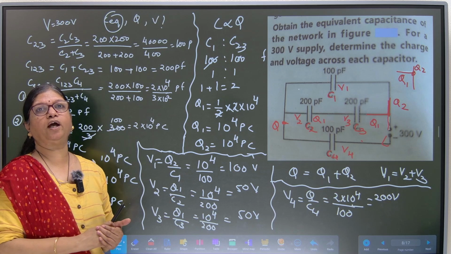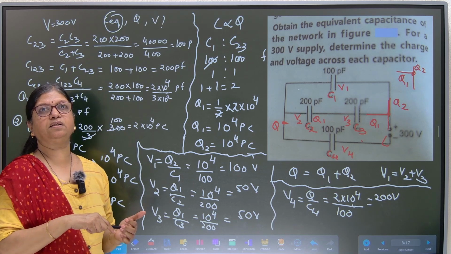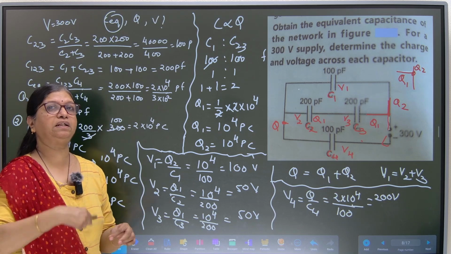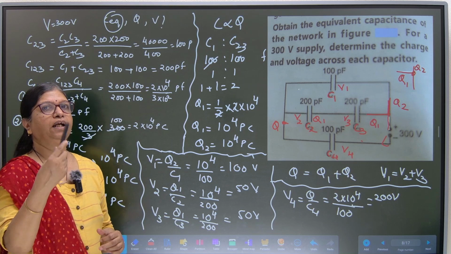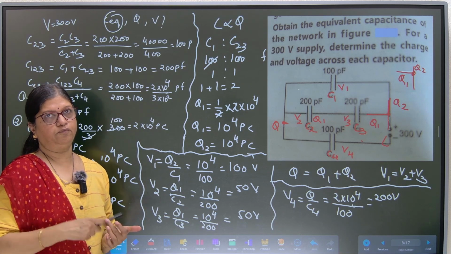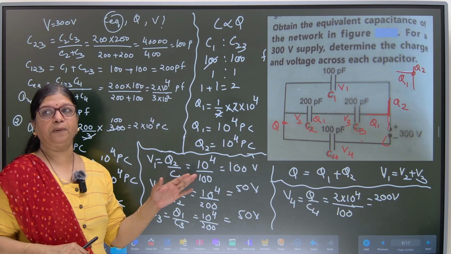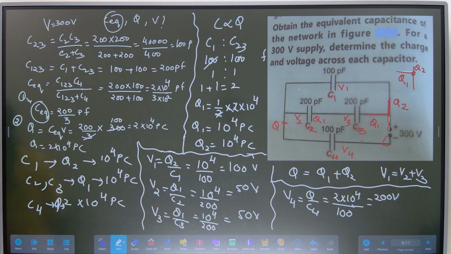Okay. So I hope you have understood. I have taken time to make you understand, but once you understand this method, it will be very quick for you to follow it. Fine. So take a pic of what I have done so that this kind of ratio method becomes easy for you to calculate charge distribution and hence the potentials across the capacitors. Okay.